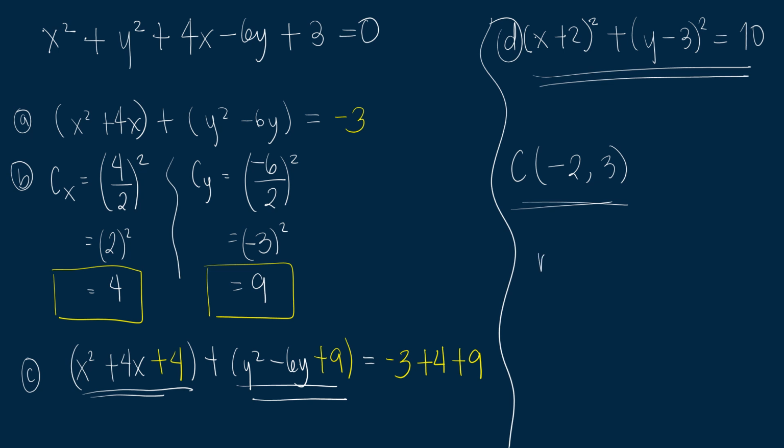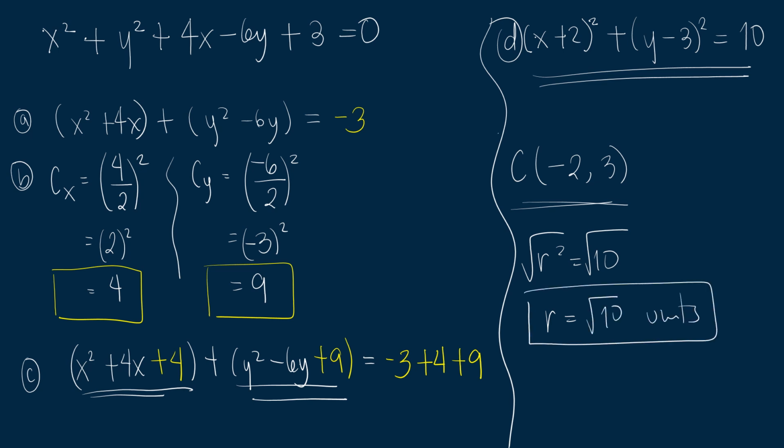And for the radius, if r squared is equal to 10, just getting the square root of both sides, the value of our r, or the length of our radius, is equal to the square root of 10 units. And that is already your final answer.